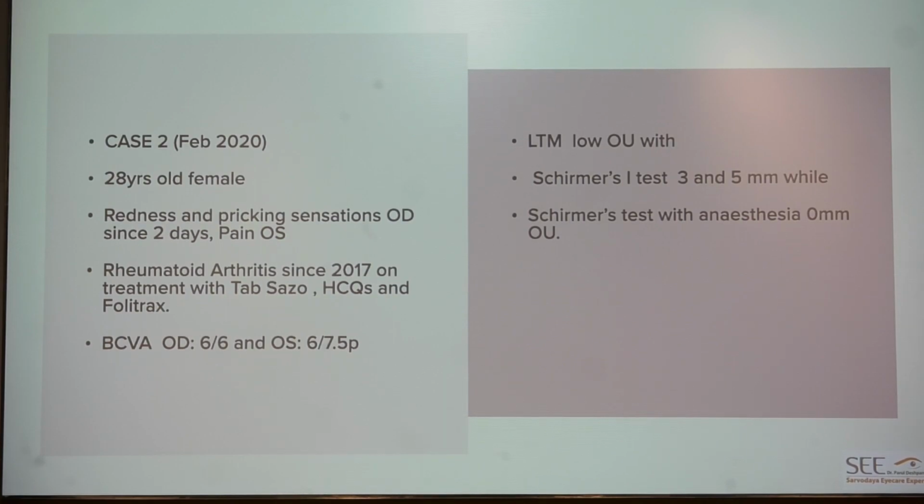Another patient, a 28-year-old female, who comes to you with redness and pricking sensation. She was a known case of rheumatoid arthritis since 2017 and was on immunosuppressive therapy. When you look at her ocular surface, she had a poor lower tear meniscus. Her Schirmer's test 1 was 3 and 5, while that with anesthesia was 0 millimeter.